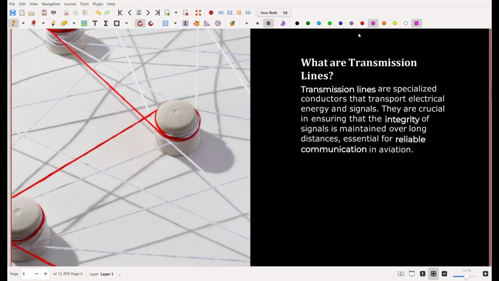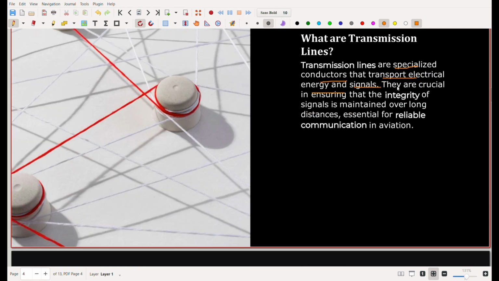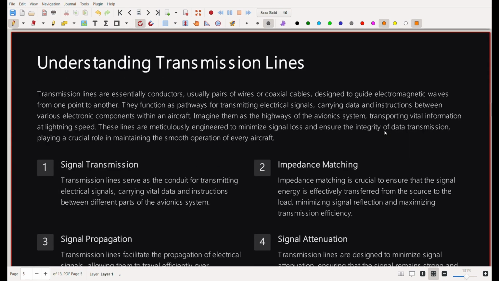Now let us see transmission lines. So transmission lines are specialized conductors that transport electrical signals and energy. These transmission lines are important in ensuring that the integrity of signals is maintained over long distances, which is essential for communication in aviation.